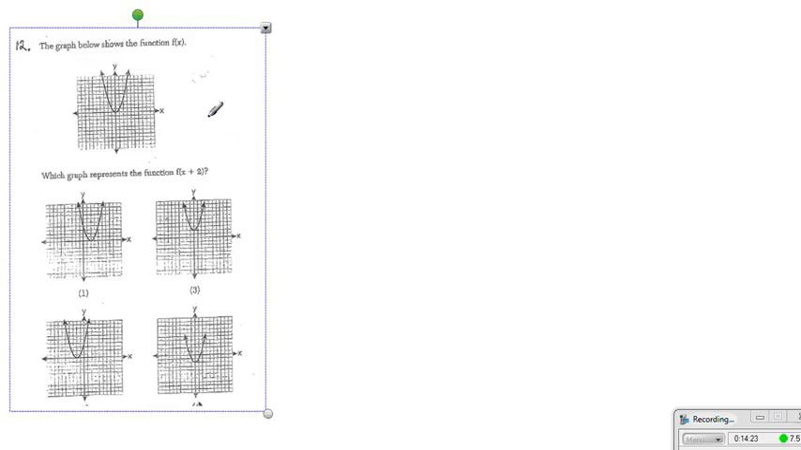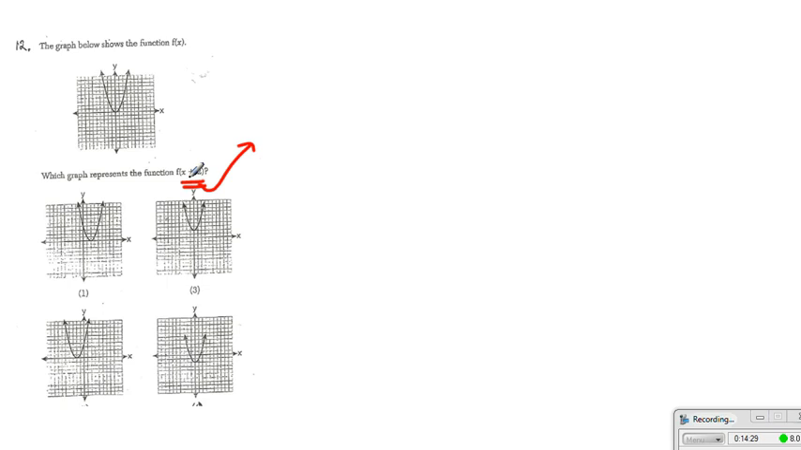Once again, unlike the other one, this one has x added by 2. So this means the opposite of that sign. So we have to move to the left by 2. Moving this one left by 2 units will be choice 3, it seems. Or 2, whatever this one is. All right.